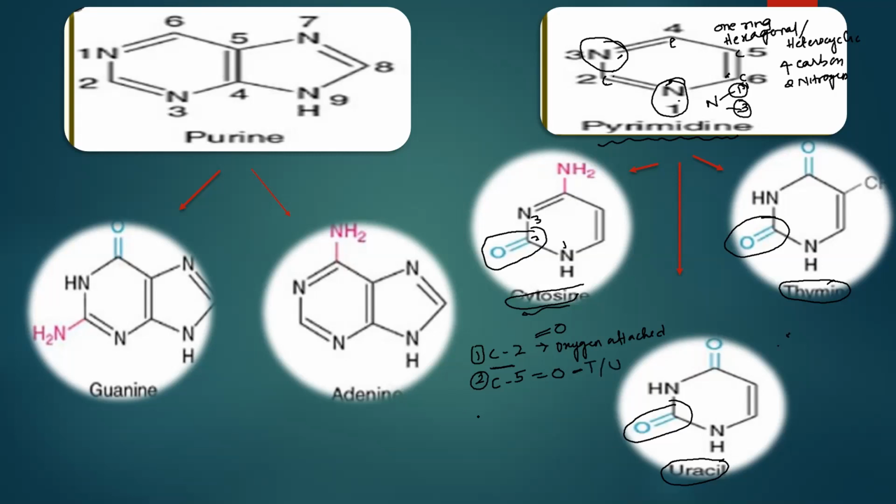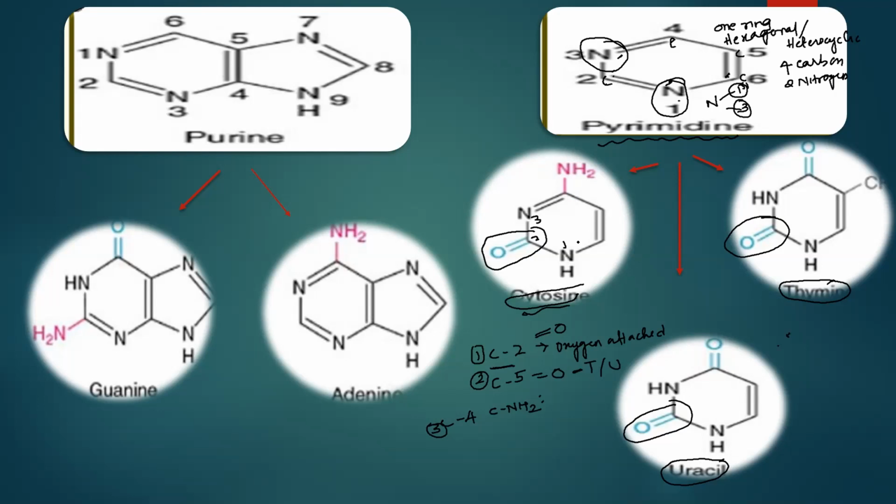And you have an NH2 at carbon 4. That is the third point you have to remember. So pyrimidine, as I mentioned, is a one-ringed hexagonal heterocyclic. It consists of 4 carbon and 2 nitrogen. The forms of pyrimidine are cytosine, thymine and uracil. In the place of thymine, uracil is present in RNA.